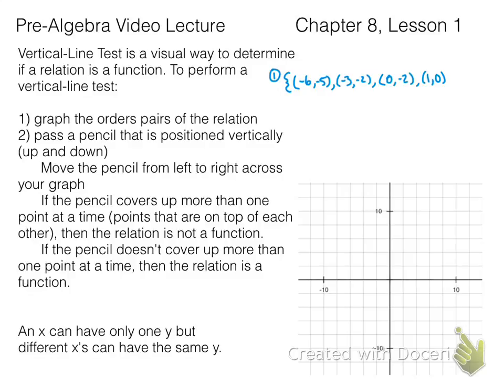Actually, the vertical line test is a visual way to determine if a relationship is a function. And to do that, we're going to graph the ordered pairs, which I'm going to do in just a second. Graph the ordered pairs, and then we're going to pass a pencil that is positioned vertically up and down. Now, I'm going to use a straight line tool in Docere, but you can do the same thing with a pencil or the edge of a paper. And you're going to move the pencil or paper from left to right across the graph. If the pencil covers up more than 1 dot at a time, then it is not a function. If the pencil doesn't cover up more than 1 dot at a time, then it is a function.